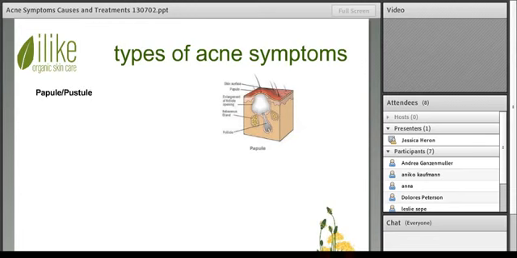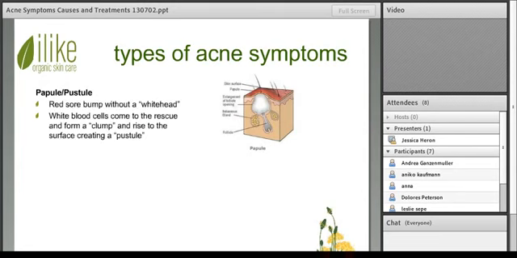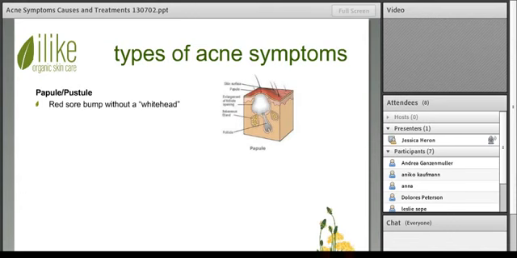Okay, some other types of acne symptoms would be papules and pustules. Here's a fun diagram of a papule. Again, we have a picture of the follicle here where the pore is located. You have the skin surface, you have the actual papule or the bump, enlargement of the follicle opening, the sebaceous gland where the oil is produced. There's the follicle where the hair comes through and comes out the top. And you can see where the fluid is starting to build up underneath the surface of the skin.